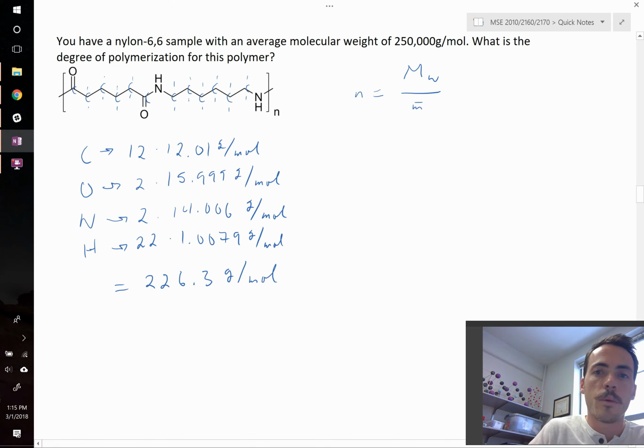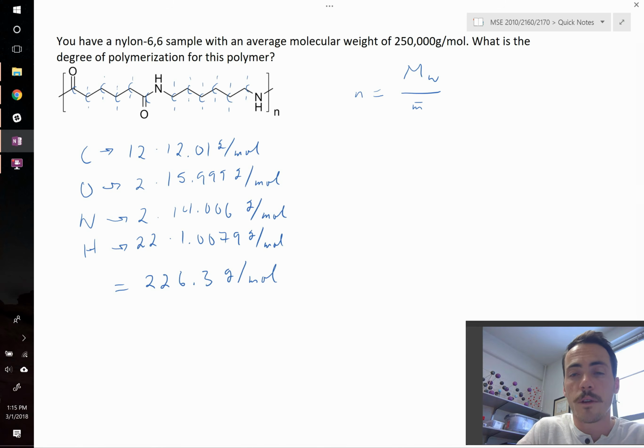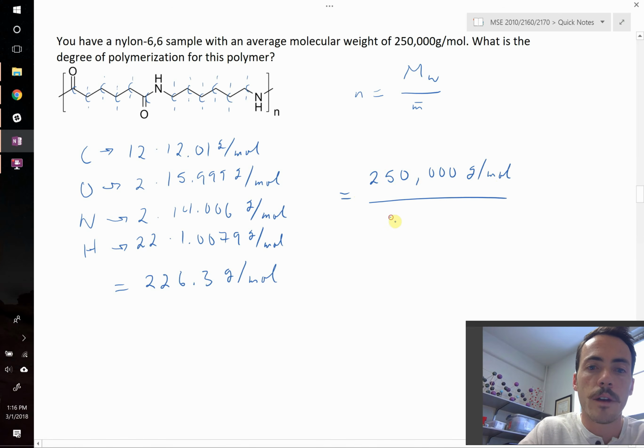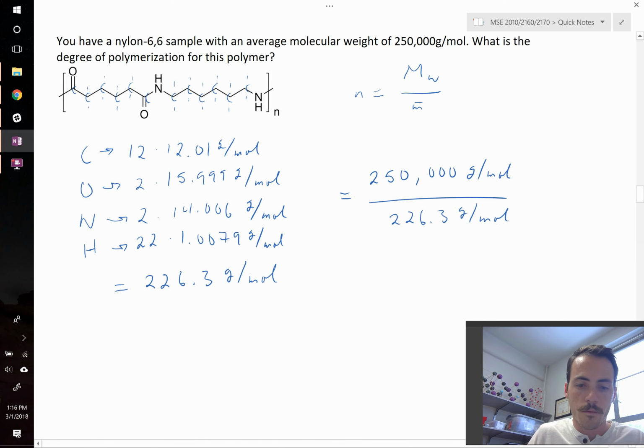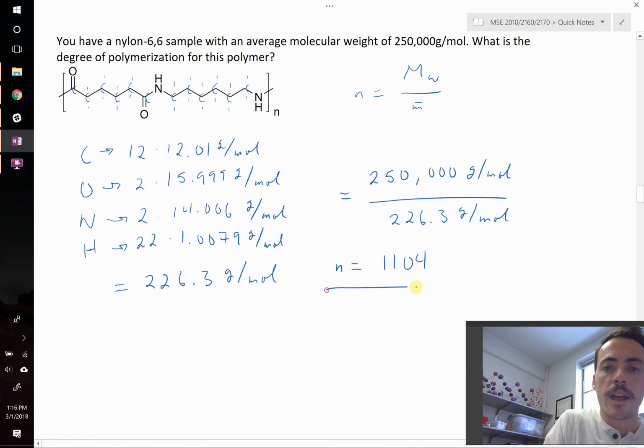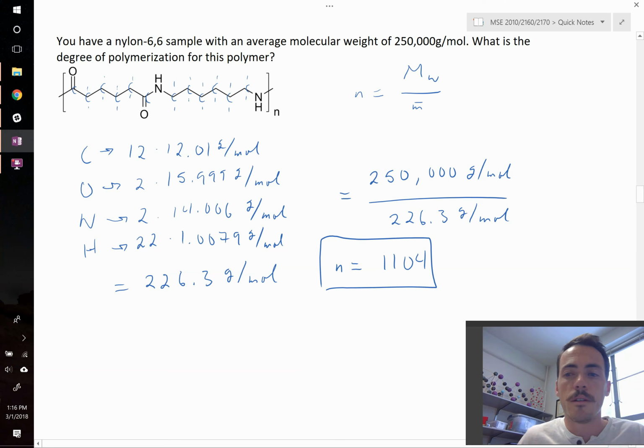So now that we have the molecular weight of the repeat unit, we can go ahead and divide the average molecular weight of the whole chain by it. So this is going to be equal to 250,000 grams per mole divided by 226.3 grams per mole, which I get to equal about 1100. So that's how many repeat units there are in this chain of nylon 6,6.